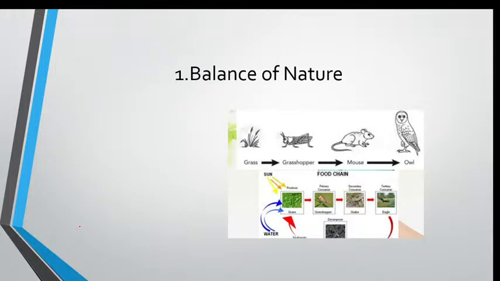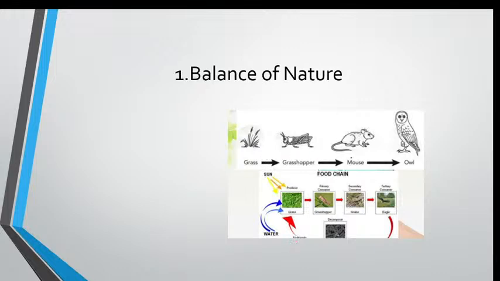We have learned the food chain in the previous sessions also. Why should we conserve wildlife? For maintaining a balance. In an ecosystem, there is always a balance. See, in this picture, there is grass, grasshopper, mouse, owl, etc. There are different groups at different levels: the primary consumer, the secondary consumer, the tertiary consumer, etc.